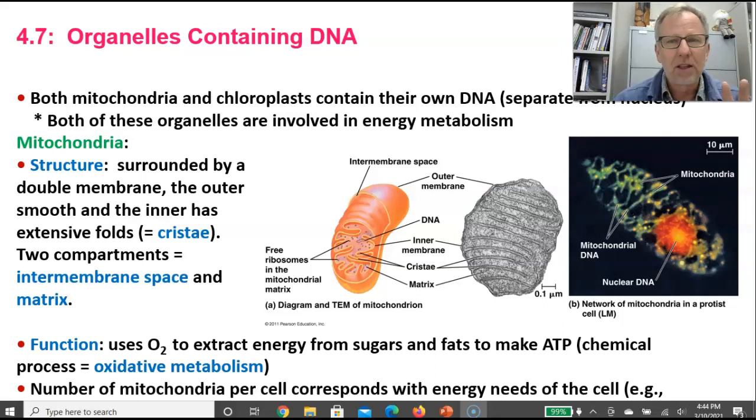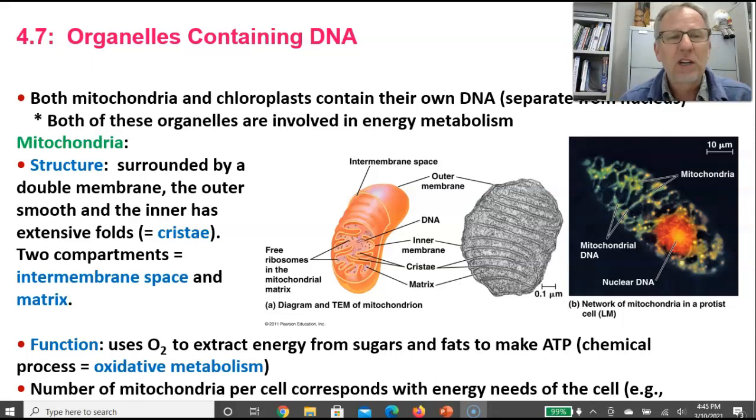Mitochondria take energy-rich molecules and break them down to release their energy. And the energy that's released is used to make what's called ATP. And we will cover that in more detail before this course is finished. Chloroplasts build organic molecules that are rich in energy, and they do that through the process of photosynthesis. So let's talk about mitochondria first, some specifics. The next slide will go over chloroplasts.